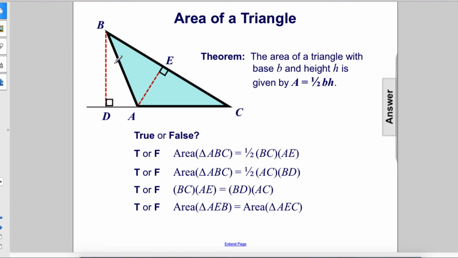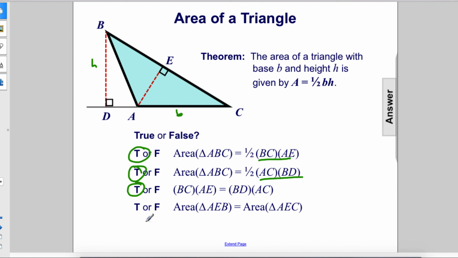True or false? The area of triangle ABC equals 1/2 times BC, which is the base, times AE, which is the height. That is true. True or false? Area of ABC equals 1/2 AC, which is the base, times BD, which is the height. That is also true. So here we have substituted in this and this. If both of these things are equal to the area, then we can set them equal to each other, right? That's true. So BC times AE equals BD times AC.